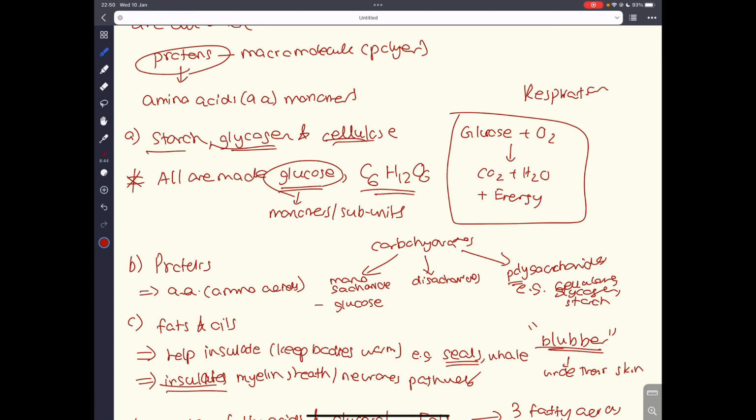Now disaccharides, you have to know there are 3 disaccharides. There are maltose, sucrose, and the last one being lactose. Now there are 2 more monosaccharides that I haven't mentioned. Glucose is one of them. Fructose is also another monosaccharide. And there is also one more which is called galactose.